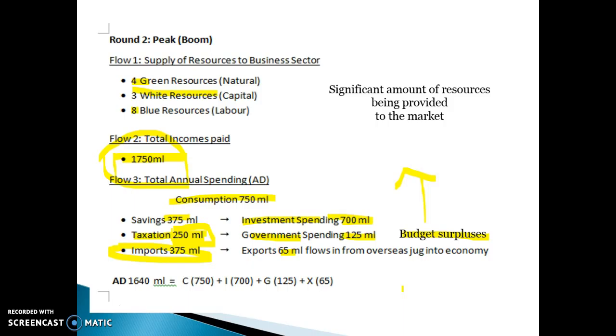And it could lead to large amounts of debt in the future. So in a peak, this flow 3 is large. It's 164 mils. There's lots of consumption spending, lots of investment, sometimes a bit of government spending. So the injections into the economy are quite large, generally higher than the level of leakages, although I'll be honest, the way I've drawn it here, it probably isn't the case. But generally injections will be higher than leakages, assuming imports aren't too high.